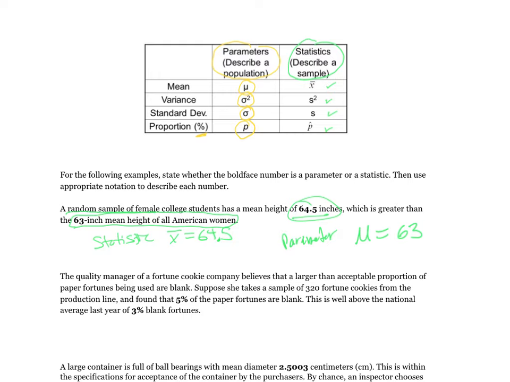Okay, so if it came from a sample, it's a statistic. If it's a population, it's a parameter. And obviously, sample and statistic both start with S. Population and parameter both start with P. So it's pretty easy to keep those straight.